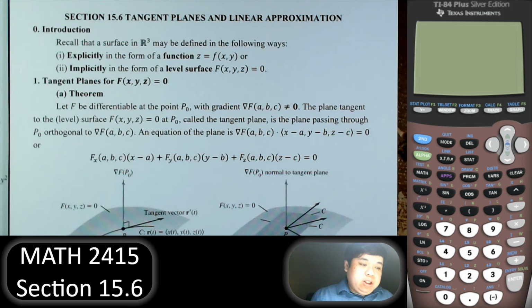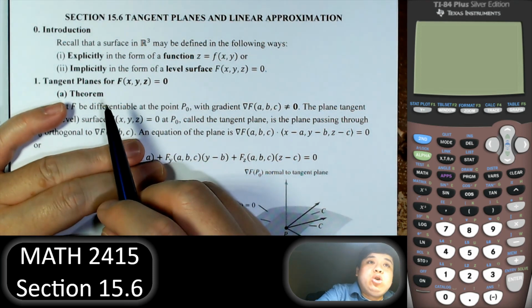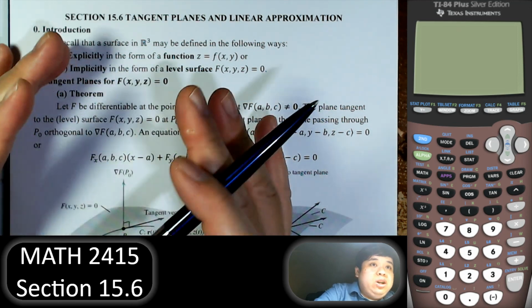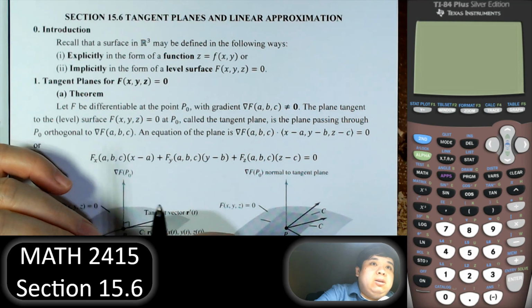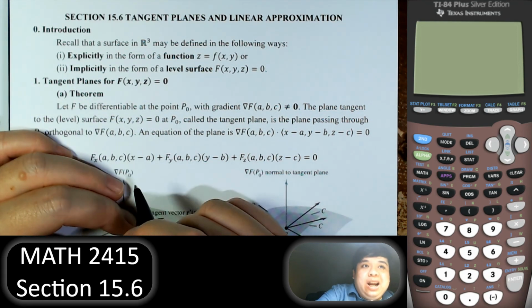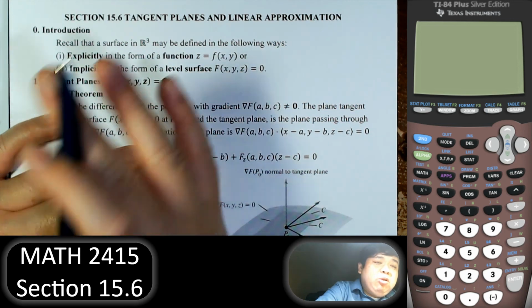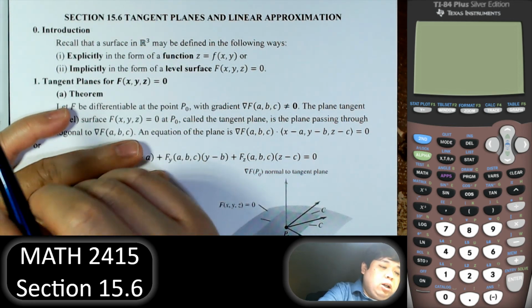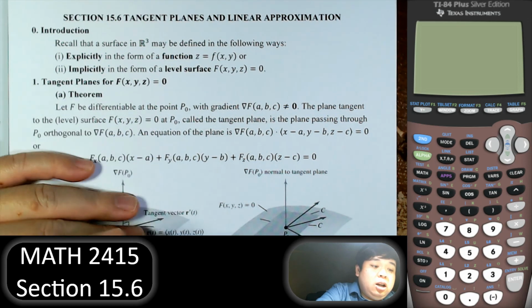We go to section 15.6, tangent planes and linear approximation. So this is the analogy of what we have in Calculus 1, tangent line and linear approximation. Right. So before we go to that point, notice here we only find the equation of a tangent plane.